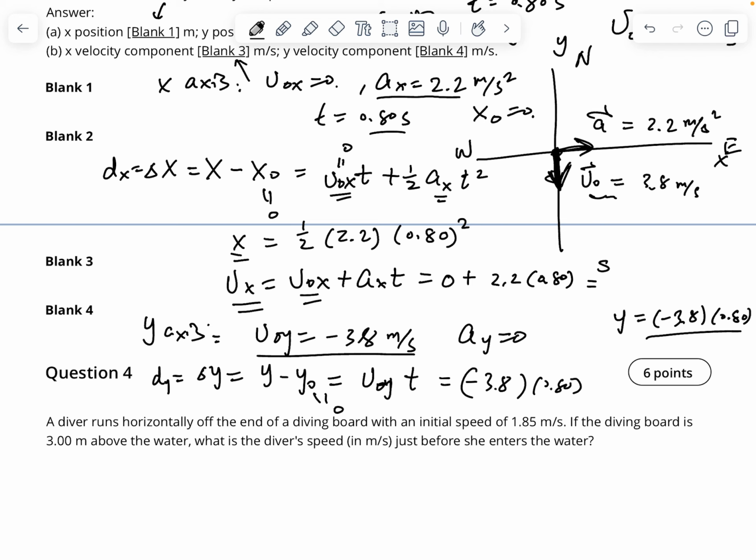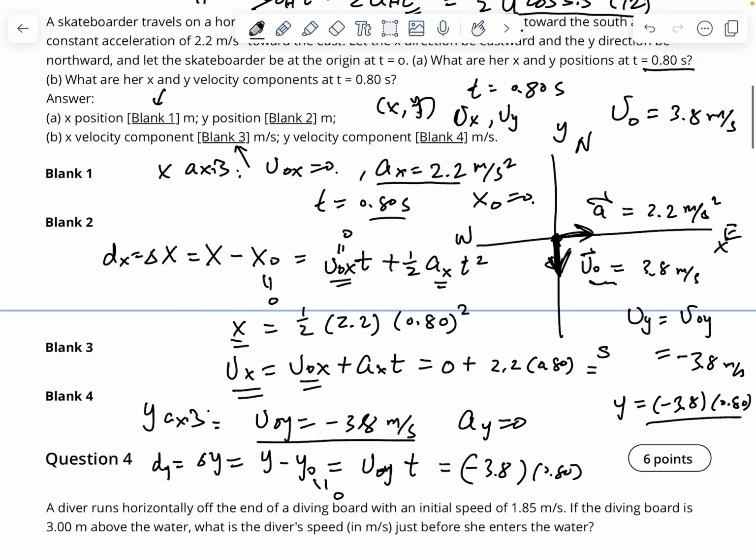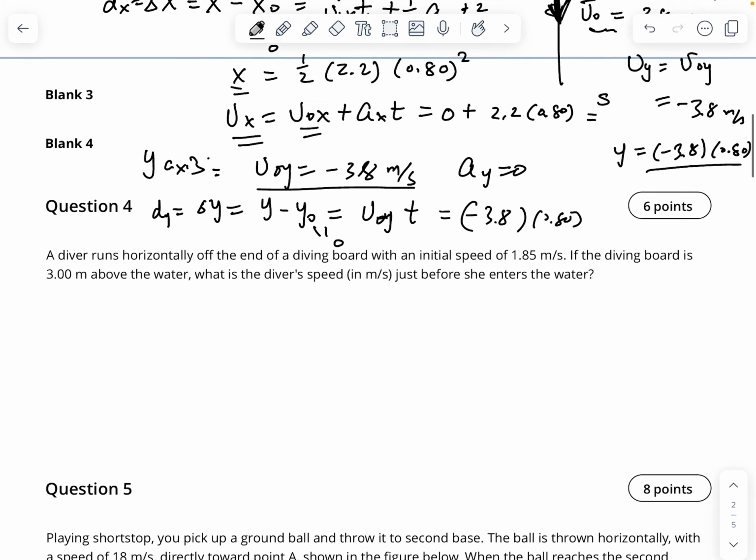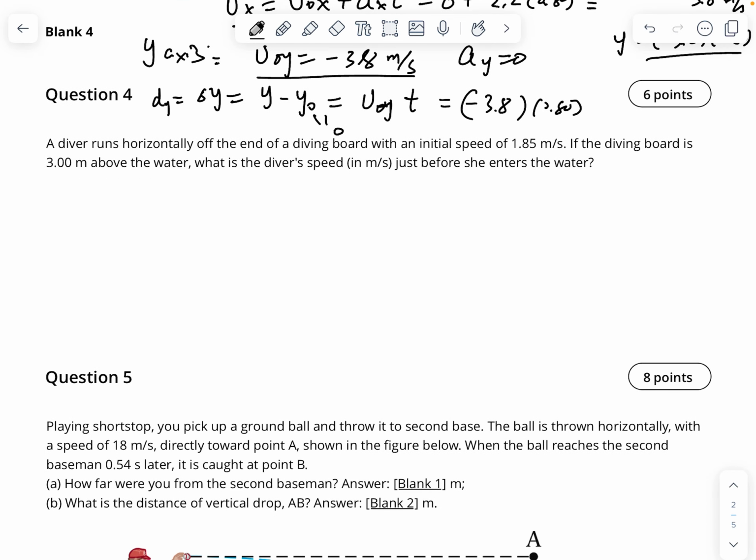Okay, so whatever it is, this is your y position. And the y velocity, vy, is equal to v naught y. It's always the same, right? Because ay is 0. So you see, negative 3.8 meters per second. All right, so you finish this blank and this blank, the velocity. All right, so next one.